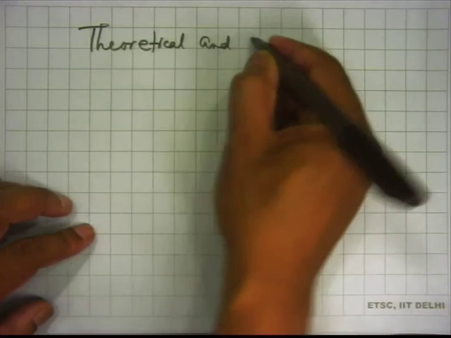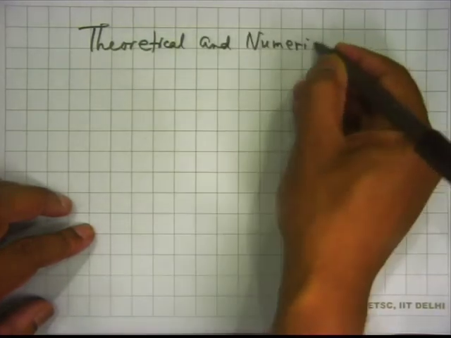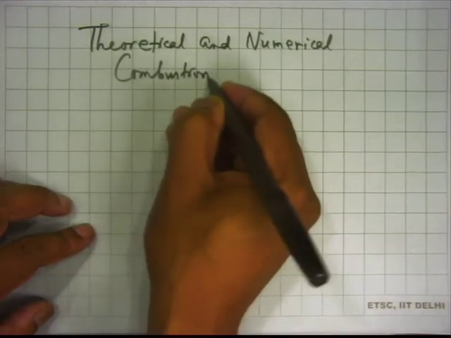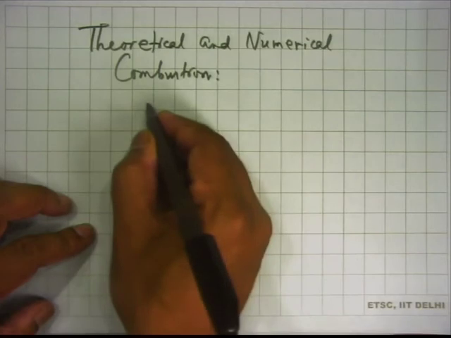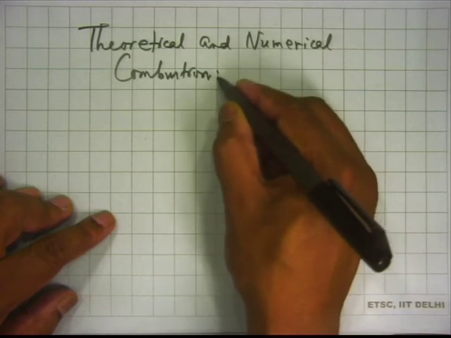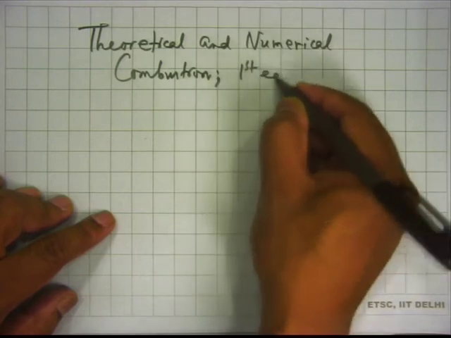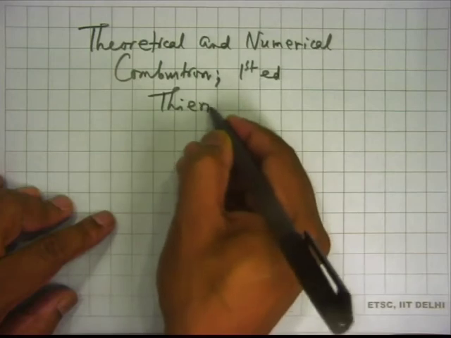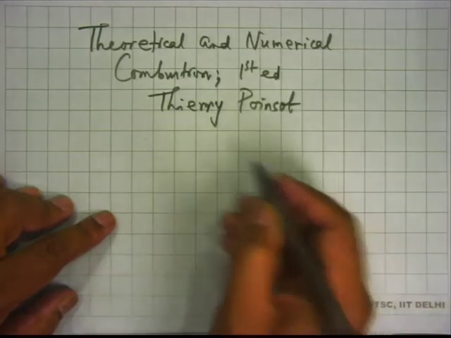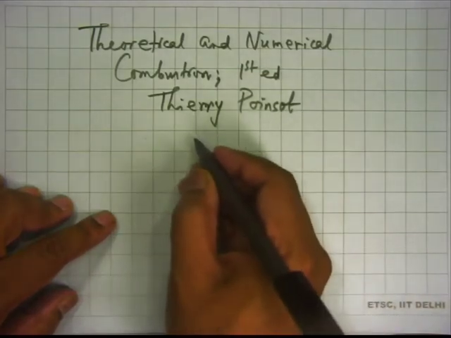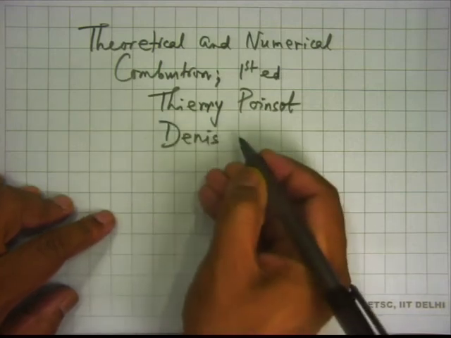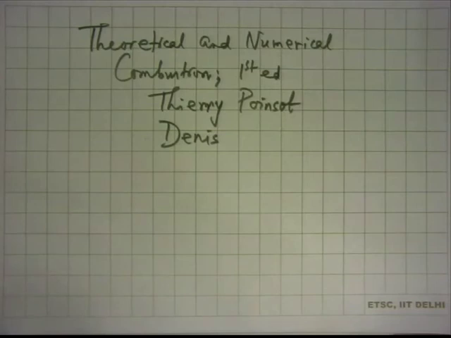I'll use a different book which I think I didn't list before. This book is in the second or third edition; I have a first edition. This is by Poinsot and Veynante. Is that okay? It's not Poisson, it's Poinsot. You ask him; he knows best.